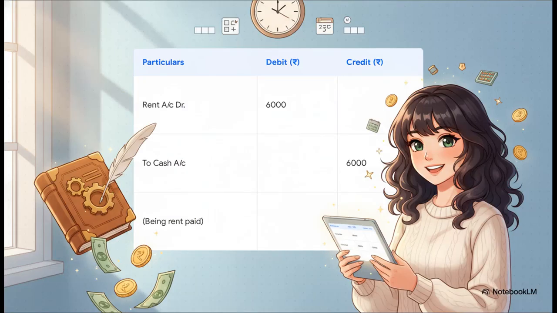Look at this perfectly balanced, beautifully formatted journal entry. In the particulars column, you write Rent A/c Dr., and right below it, slightly indented, To Cash A/c. The debit column gets the 6,000 rupees for rent, and the credit column gets the 6,000 rupees for cash. Oh, and don't forget the narration right below it in parentheses, being rent paid. It's a quick summary that proves the entry is balanced and fully documented.